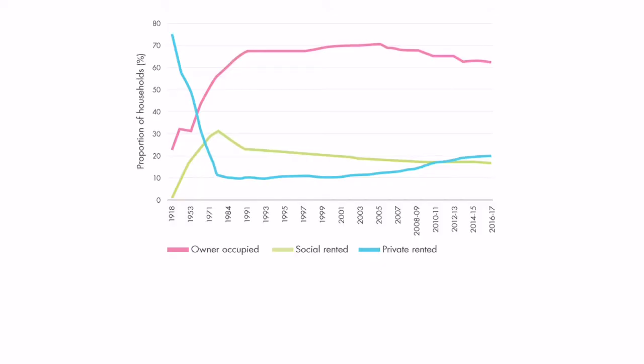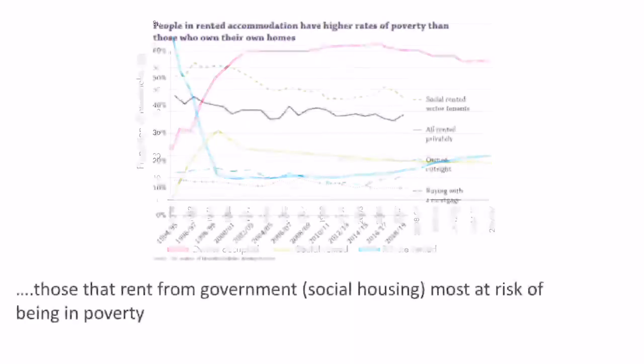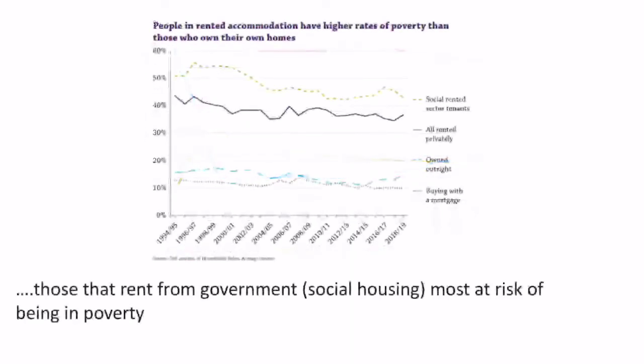So this is where people rent from the government, and we can suggest that if you're having to rent from the government, therefore you don't have as much disposable capital, and therefore you're more likely to be in poverty. And we can see that the people that socially rent here are 40 to 50% more likely to have higher rates of poverty than those people who own their own homes.